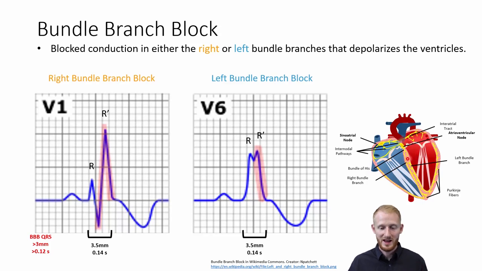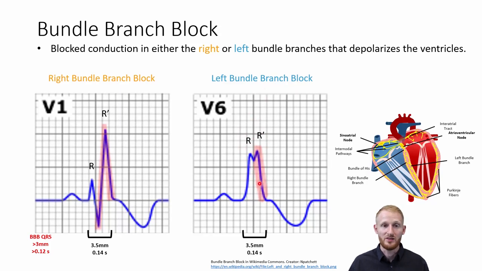So if it has to go out into the muscle in order to get around a block, it's going to happen really, really slowly. And so in the case of a left bundle branch block, the right ventricle is going to depolarize and contract when it's supposed to. The left one is going to be slightly delayed because it has to go around that blockage, and that's why you end up with this RR pattern here. So looking specifically at V6 or the other V leads near V6, a left bundle branch block is going to show an RR prime pattern, something similar to this.